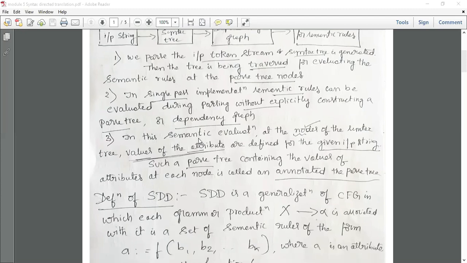But here, understand this third point: in the semantic evaluation, at every node of the syntactic tree, values of the attributes are defined for the given input string. Every node, we aim to obtain the values of the attributes defined for the given input string. Later you can understand how to write the values of attributes at every node for the given input string. Such a parse tree contains all your values. Wherever a node is there in the parse tree, values of attributes will be there at each node. Remember the main idea behind this SDD, syntax directed definition: a parse tree in which values of attributes are available at each node is called an annotated parse tree.